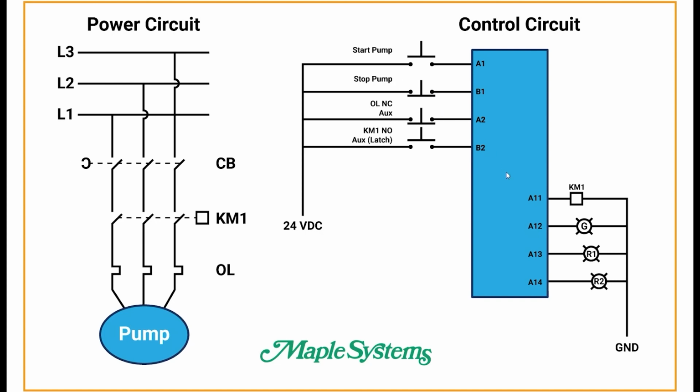So going to the digital outputs, A11, A12, A13, and A14 are the actual labels on the terminal block. A11 is KM1. This is the control signal that goes to the pump contactor. A12 is the pump on indicator, A13 is the pump off indicator, and A14 is the overload active indicator.